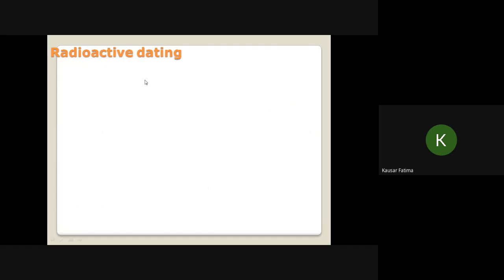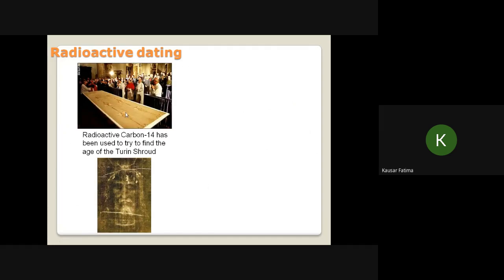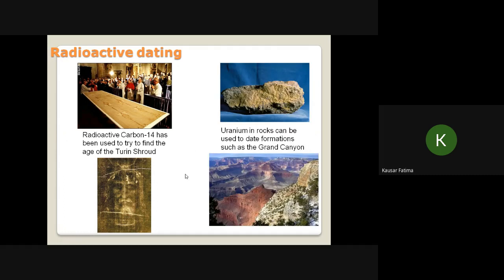Another use of radioactivity: dating. We studied in the face-to-face live classes about carbon dating and carbon-14, which is used to find out the age of dead organic matter. Here there are some examples, and uranium can also be used to find out the age of a material, depending on how old it is.